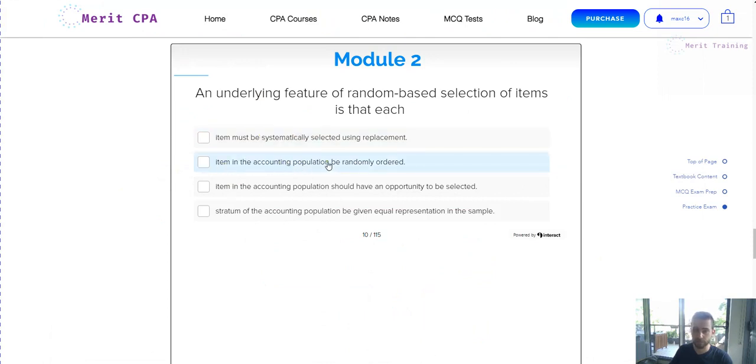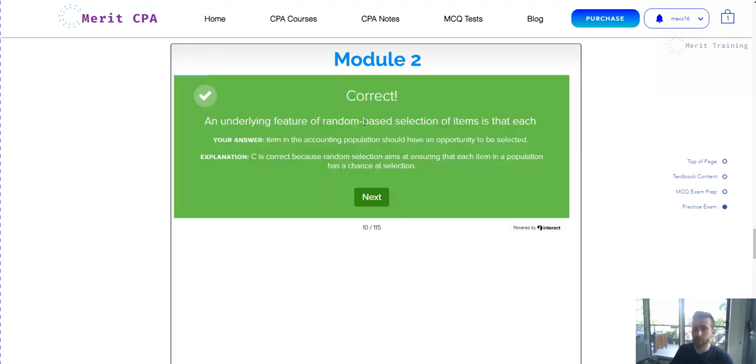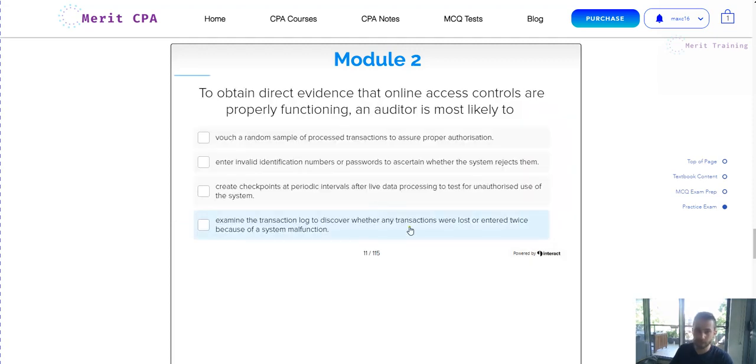B, items in the accounting population be randomly ordered. So that doesn't really matter if it's randomly ordered or not, because at the end of the day, the items that we're selecting are random. So as long as that criteria has been filled, it doesn't really matter what order it is, because it's basically still random. C, item in the accounting population should have an opportunity to be selected. So this one is definitely true, because as we said before, all items need to have an opportunity of being selected. And then finally, D, stratum of the accounting population be given equal representation in the sample. So that's not true either. So clearly the answer is C, because all items need to have an opportunity of being selected. All right, next question.